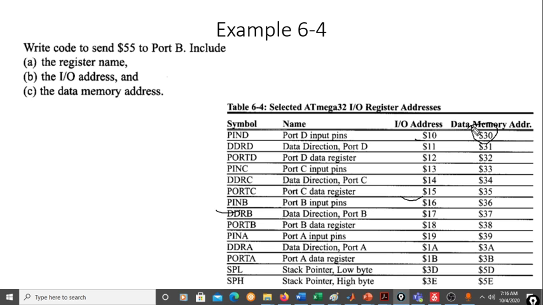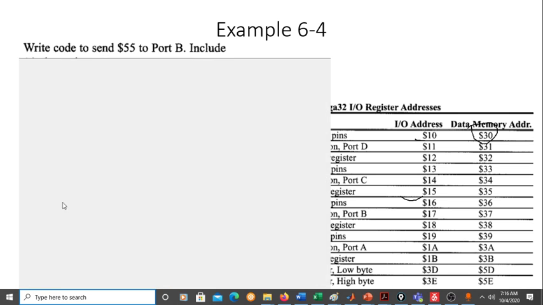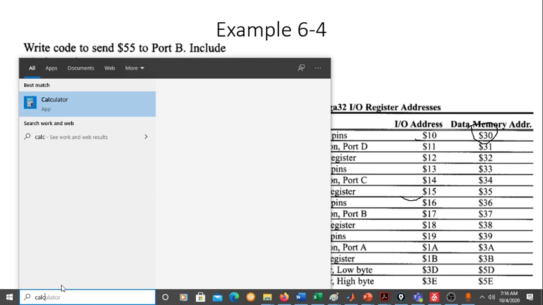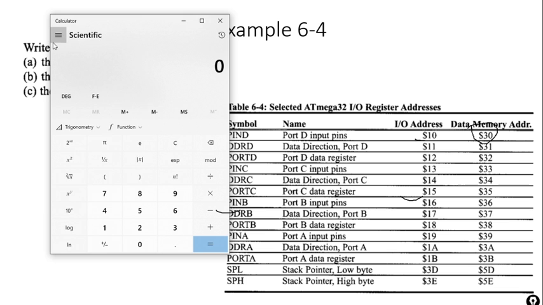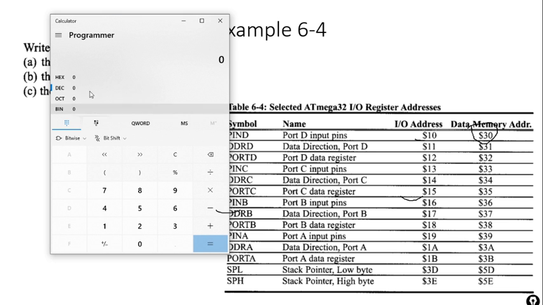Because initially we have 32 general purpose registers. After that we get to the special function registers. So the initial 32 offset is always added. So hexadecimal 30, if I use the calculator to give you the decimal value, hexadecimal 30 means 48. So it has an absolute address of 48.